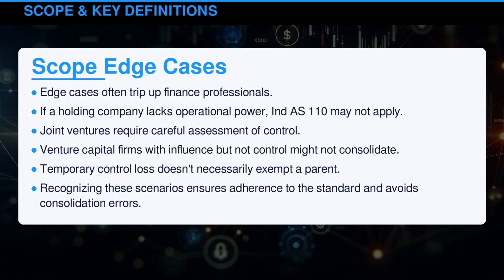Edge cases often trip up finance professionals. If a holding company lacks operational power, Indian Accounting Standard 110 may not apply. Joint ventures require careful assessment of control. Venture capital firms with influence but not control might not consolidate. Temporary control loss doesn't necessarily exempt a parent. Recognizing these scenarios ensures adherence to the standard and avoids consolidation errors.